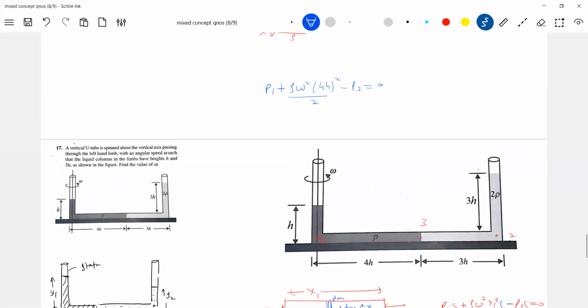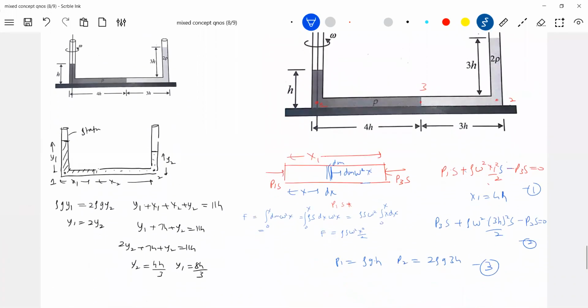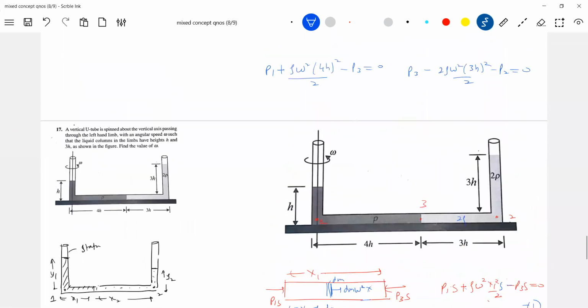Similarly, if I write from P3 to P2, P3 minus 2 rho omega square. What is the length of the liquid column? 3h whole square minus P2 equals 0. Fine. As a teacher, I was supposed to note that here 2 rho is the density. Try to see this. I derived it, but hereafter, directly in the exam, you're supposed to think here.